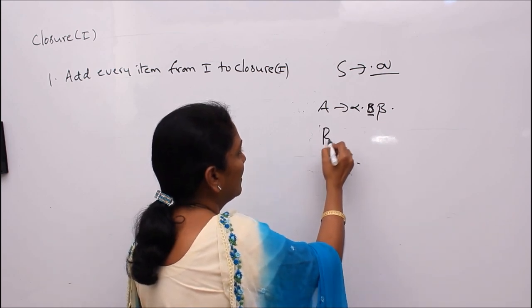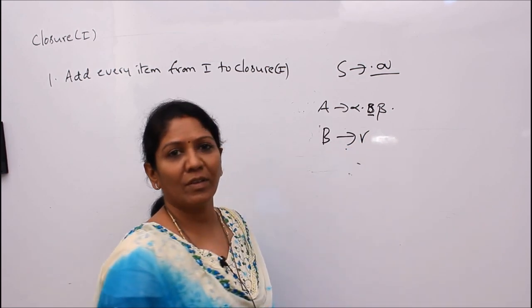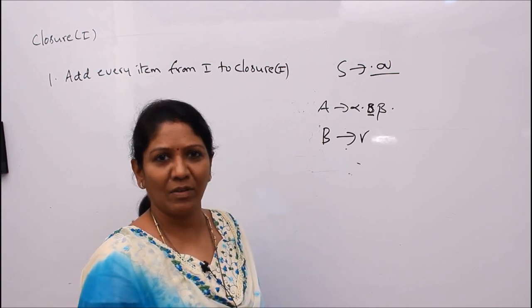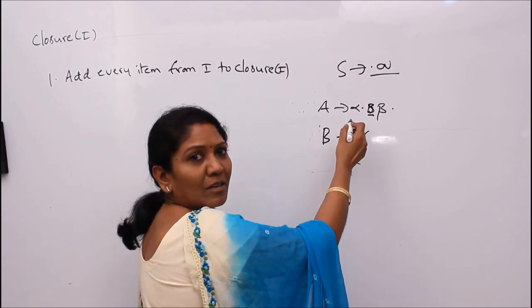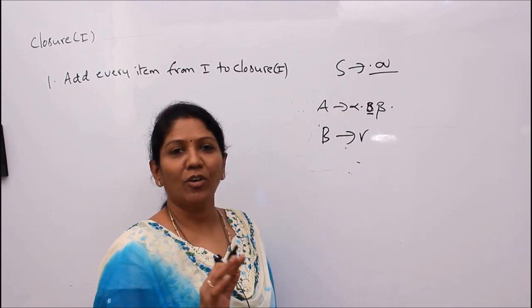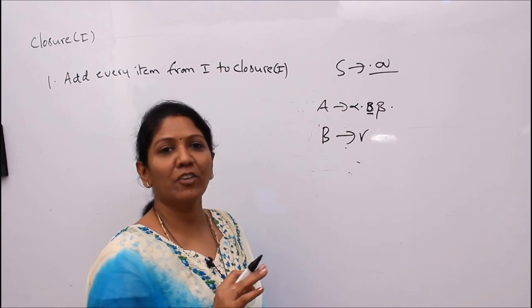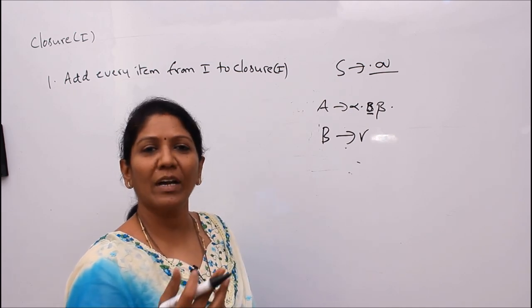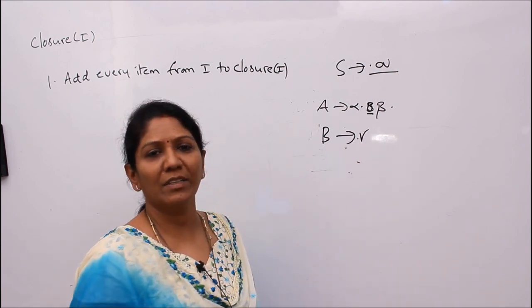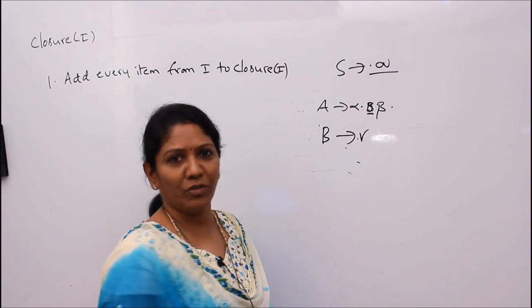So take that rule that is defined for B. For example, assume that B → gamma is the rule that is defined for B. Add this to the closure I. So when you are adding to closure function, it should not be just production, it should be converted to item. How do we convert that? Just simply put dot at the beginning. That is how we convert that into item and add to closure I.